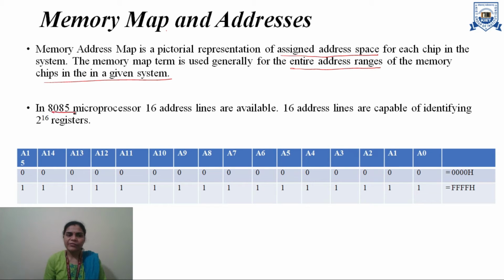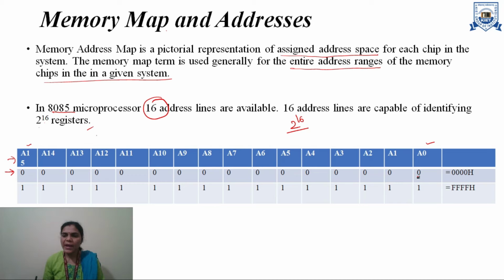In the 8085 microprocessor, there are 16 address lines. So, 16 address lines can identify 2 to the power 16 registers. And we will see the minimum address range and the maximum address range for 2 to the power 16 registers. So here we have 16 address lines, A0 to A15. These 16 lines may have the minimum address of all zeros.